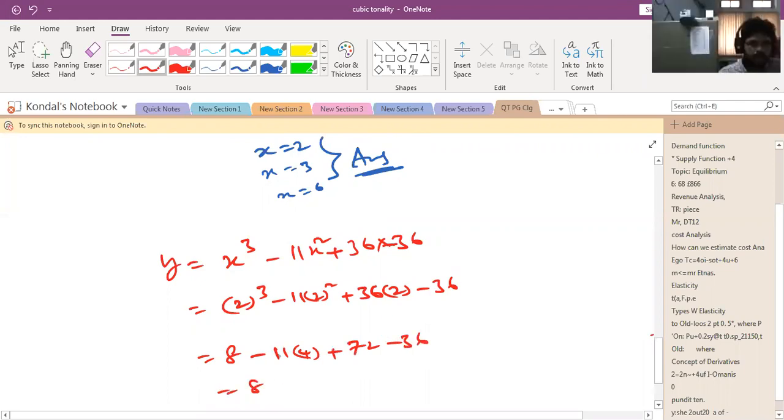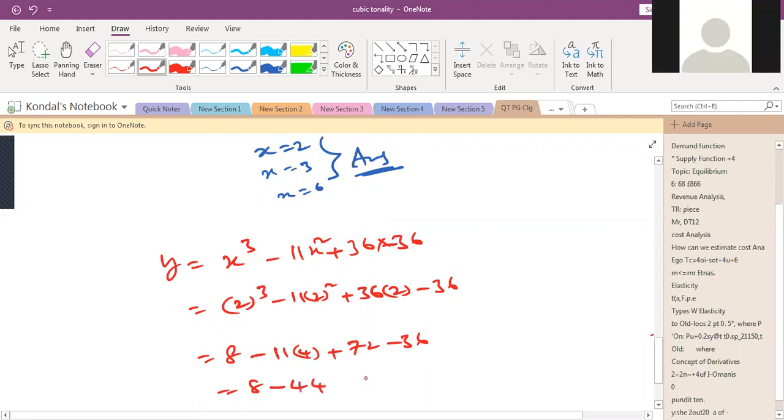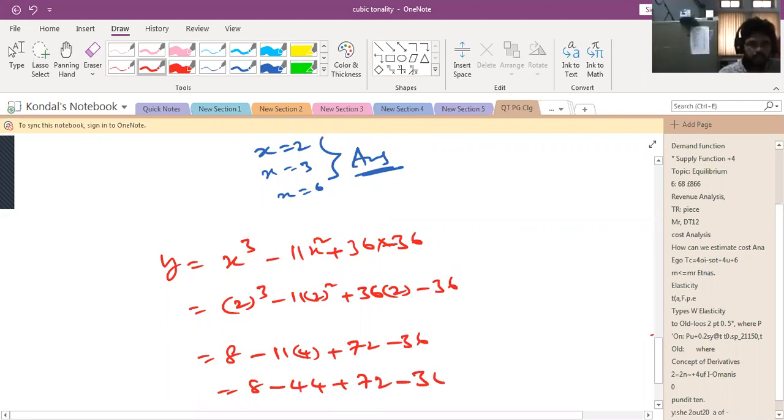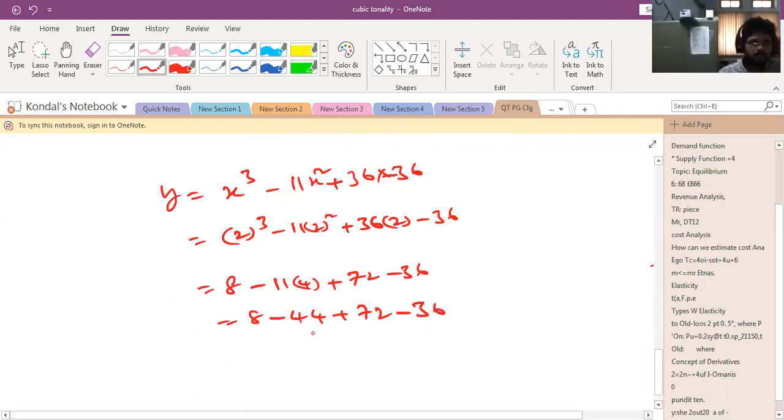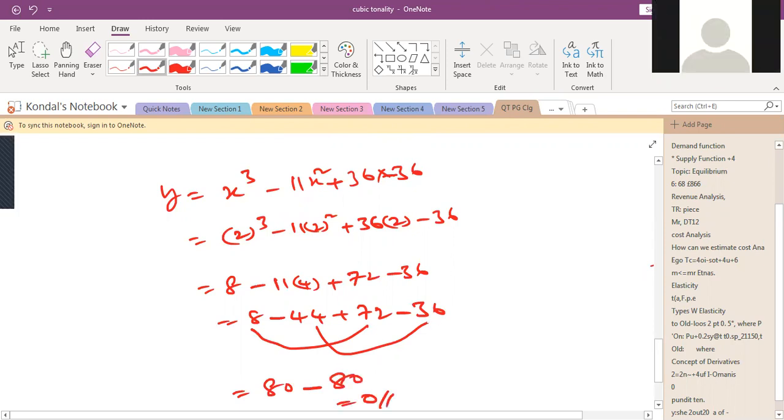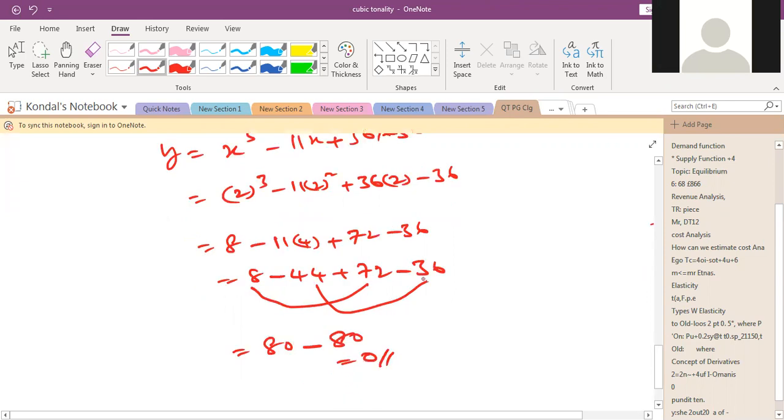So 8, 11 into 4 is 44, minus 44. Plus 72 minus 36. So you can add the positive values, 8 and 72, and the minus values, 44 and 36. The plus values total 80, and the minus values total 80. So 80 minus 80 is equal to 0. So x is equal to 2 is right.